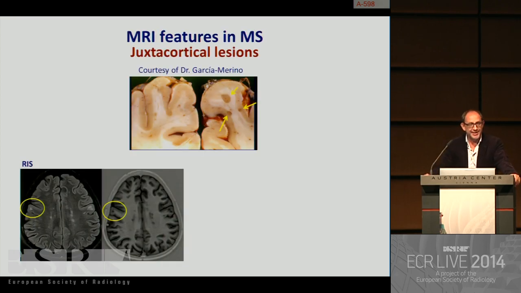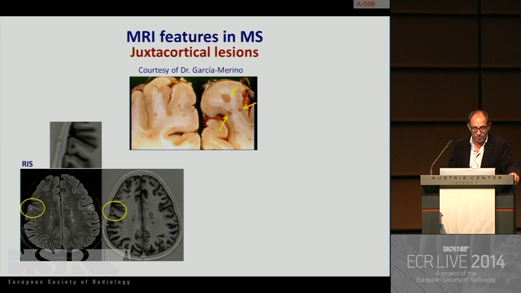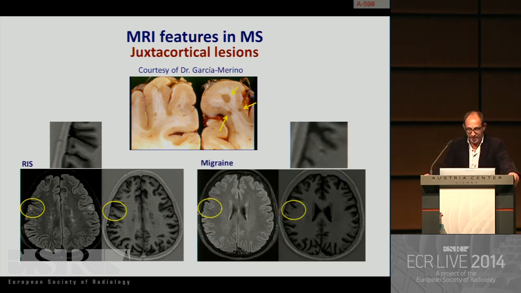Also, it's very useful to assess the presence of lesions in the so-called juxtacortical white matter. And again, this is a patient that we classify as a radiologically isolated syndrome. You see that both on FLAIR and on this inversion recovery T1 weighted sequence, we see this lesion that involves the juxtacortical white matter, while this finding almost never occurs in patients with other types of incidental findings, particularly in migraine patients, in which we may see some subcortical lesions, but if we take a careful look at the location of the lesion, you will see that it does not involve the juxtacortical fibers.